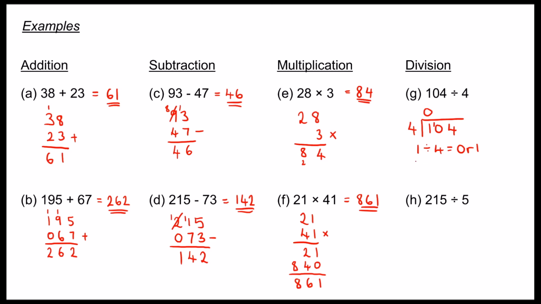So now I have 10 divided by 4. 10 divided by 4 is 2 remainder 2. So again I put 2 on the top and carry the remainder of 2 on, which means my last number is now 24. If I do 24 divided by 4, I get 6, and therefore my final answer, you can see at the top here, is 26.